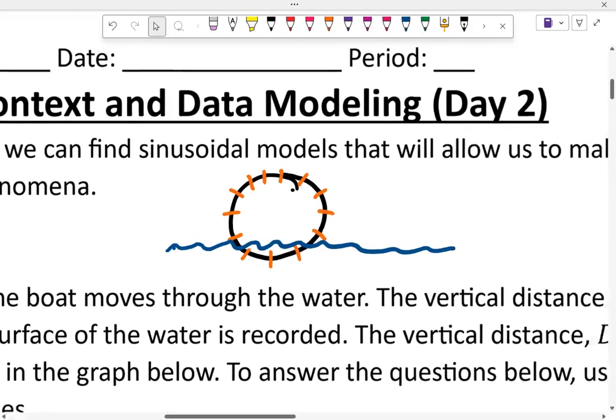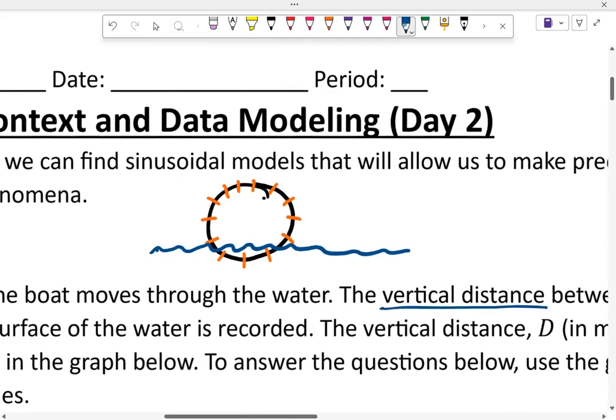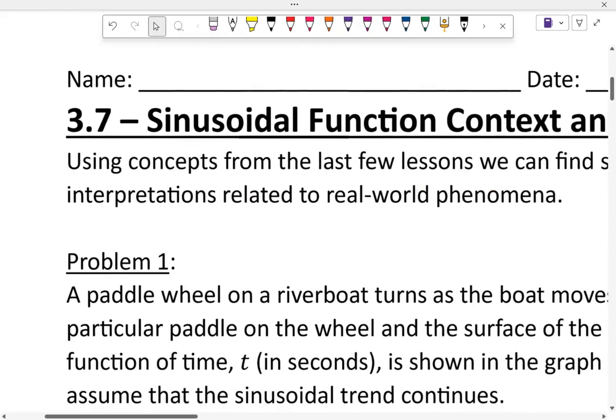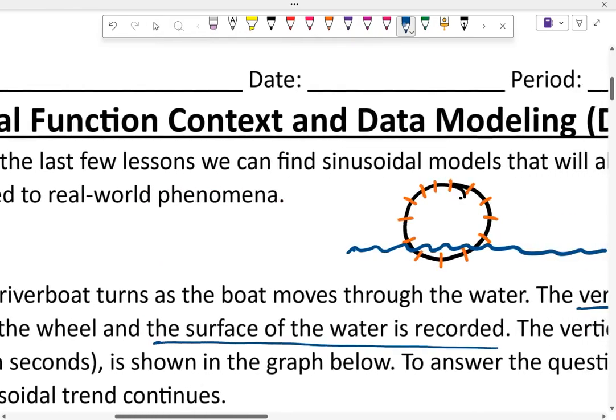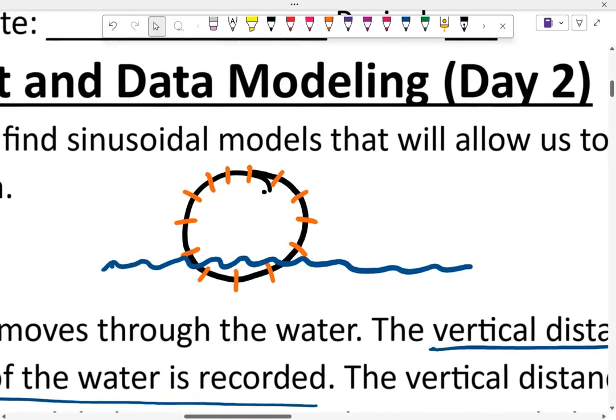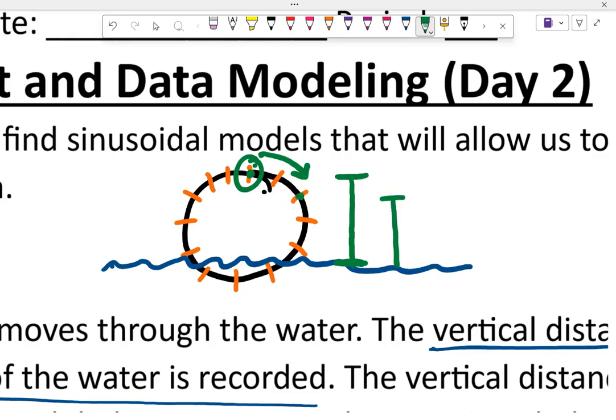Okay, and we are saying the vertical distance between a particular paddle and the surface of the water. So it's the vertical distance. Like if I picked this paddle up here, my vertical distance would be this. That's the vertical distance, so kind of like the height from the water, right? What happens as that paddle travels around the circle? What happens to that height? It decreases, right? Like if I'm here, that height has decreased. What keeps happening as it travels around?